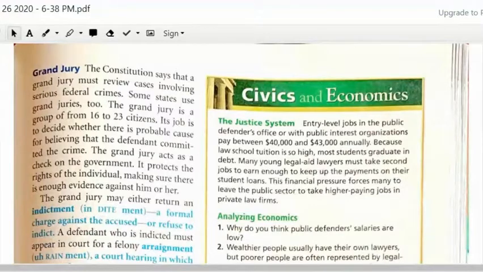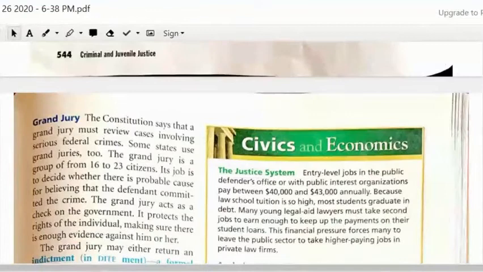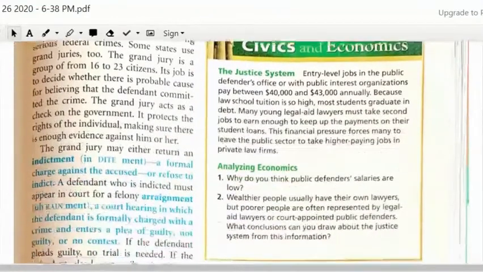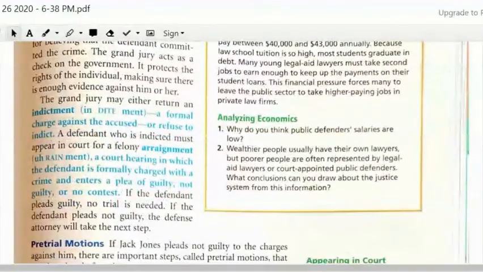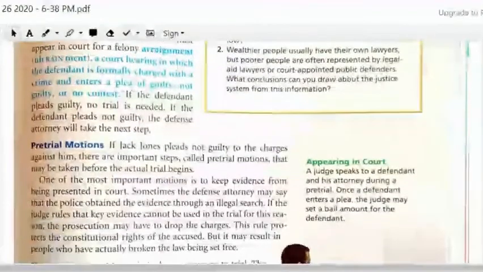The grand jury may either return an indictment, which means a formal charge against the accused, or refuse to indict. A defendant who is indicted must appear in court for a felony arraignment. An arraignment is a court hearing in which the defendant is formally charged with a crime and enters a plea of guilty, not guilty, or no contest. If the defendant pleads guilty, no trial is needed. If the defendant pleads not guilty, the defense attorney will take the next step.